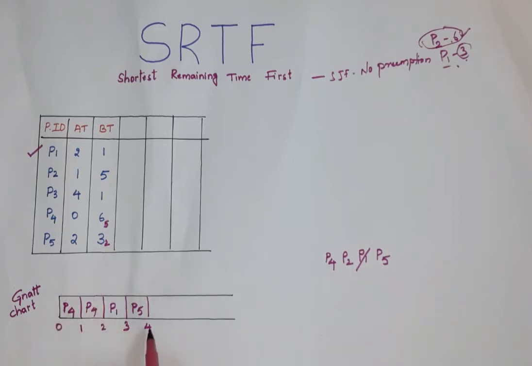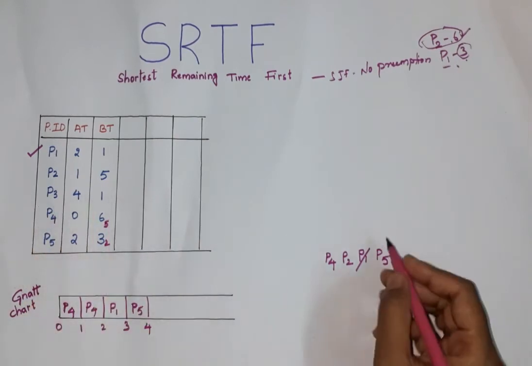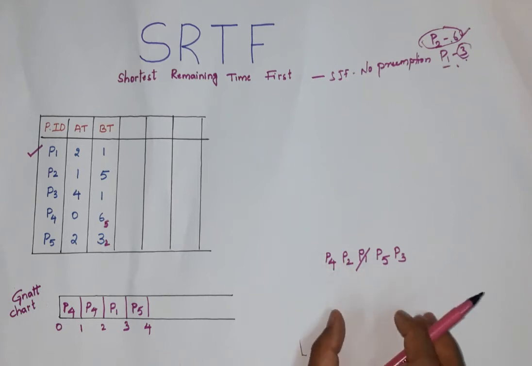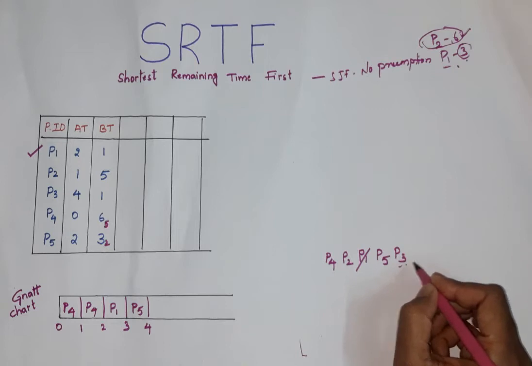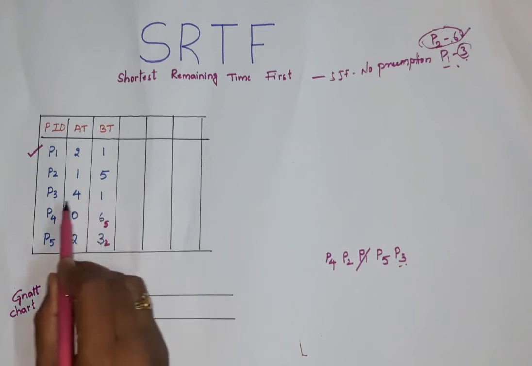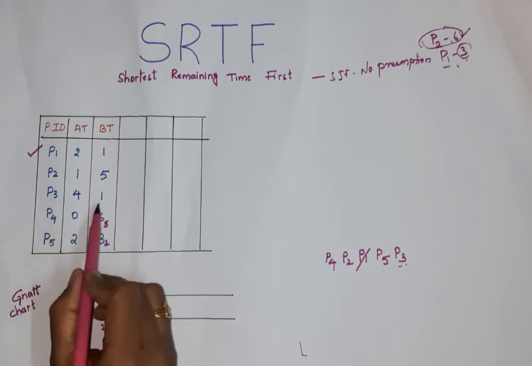You cannot remove it. Now you have to check at the fourth unit of time whether any process has come. Yes, the P3 process came in the ready queue. Now we have P4, P2, P5 and P3 in the ready queue. Which has to be given the first priority? According to the burst time. Though P3 came at the fourth unit of time, as it has the lowest burst time, definitely P3 has to be given the CPU.